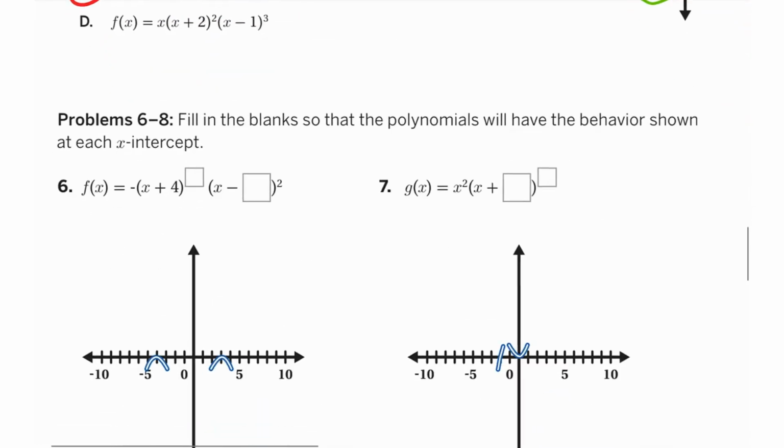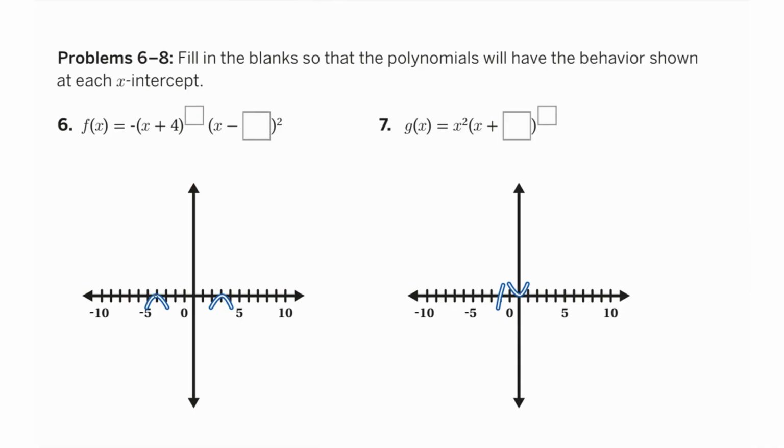Problems 6 through 8: fill in the blanks so that the polynomials will have the behavior shown at each x-intercept. In this one here, it looks like both of these are going to be bouncing off. That would be at -4, 0, and +3, 0. If they're bouncing off, that means they're both going to have some sort of even exponent. I usually like to use 2, so I'm going to plug in 2 here. And then also this has to be 3 because that's where my other intercept is. Again, this could be 2, 4, 6, 8. It doesn't necessarily matter as long as it's even. This one for sure has to be 3 because that's exactly where my intercept is.